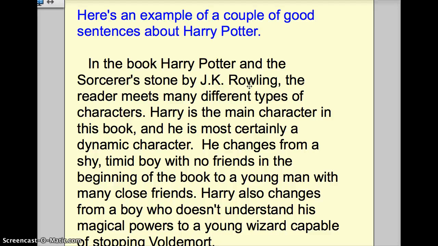He changes from a shy, timid boy with no friends in the beginning of the book to a young man with many close friends. Harry also changes from a boy who doesn't understand his magical powers to a young wizard capable of stopping Voldemort.